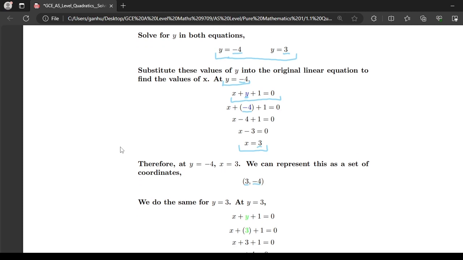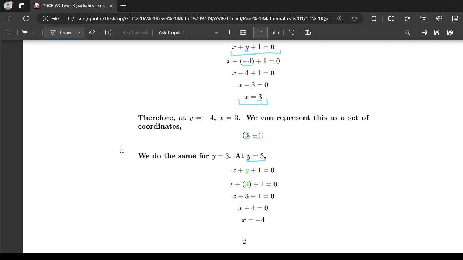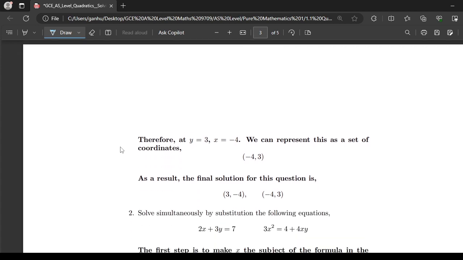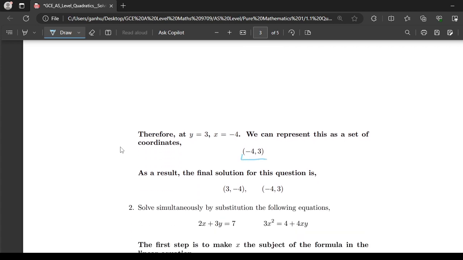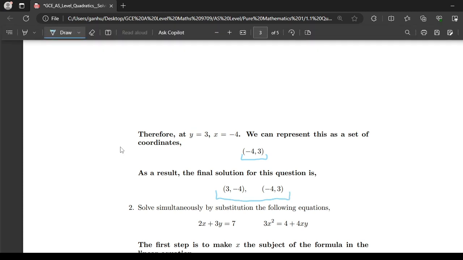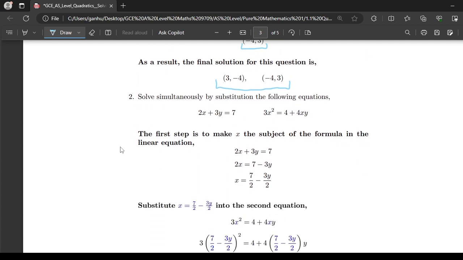Then let's evaluate x at y equals 3. So substitute y with 3 and then simplify, you get x is equal to negative 4. Again, we can also represent this as a set of coordinates, negative 4, 3. So it means that our final answer is two sets of coordinates, which are 3, minus 4 and minus 4, 3. Let's move on to the second example.